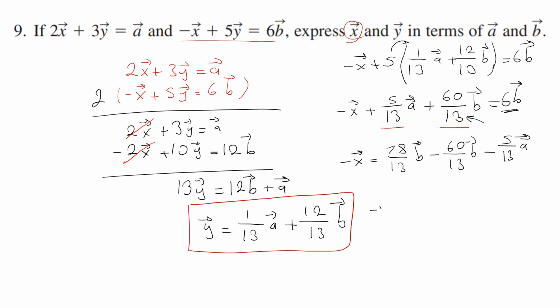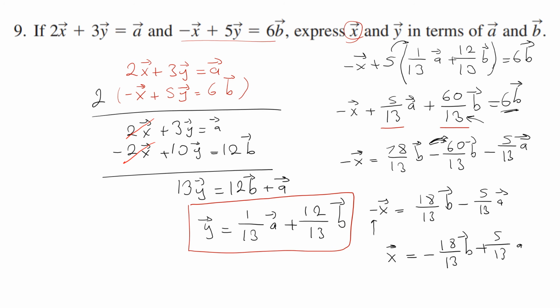Now from here, I see that I can add these together, right? And I would get 18 over 13 b, negative 5 over 13 a. Now all I need to do is get rid of this negative by dividing each side by negative 1. So that would give me negative 18 over 13 b plus 5 over 13 a. And if you want consistency between these two, you can switch the places too, but that's your answer. I ran out of space, so I'll just keep it as that.